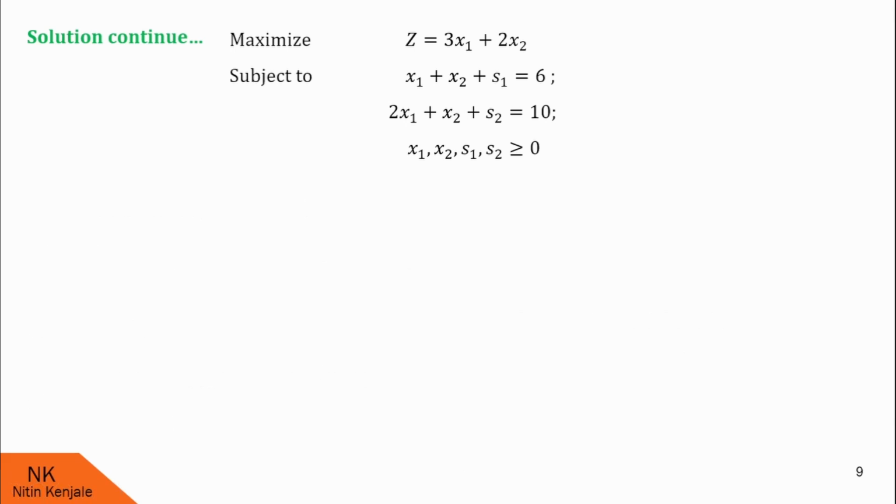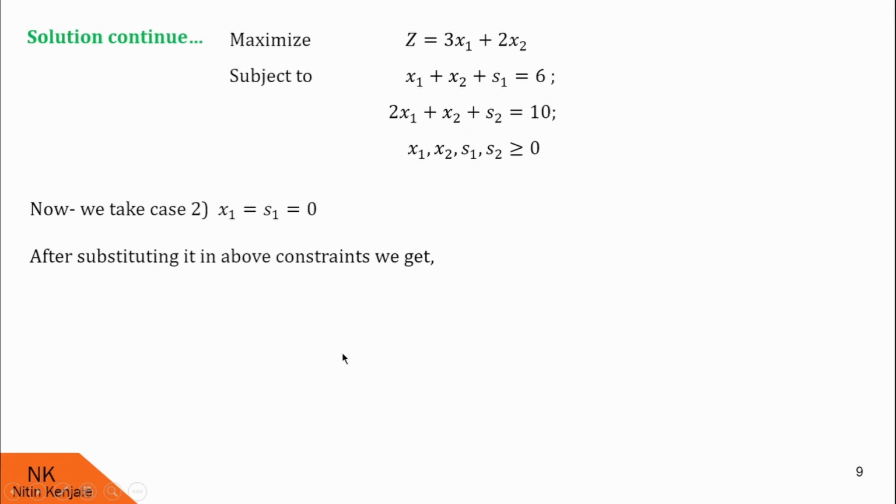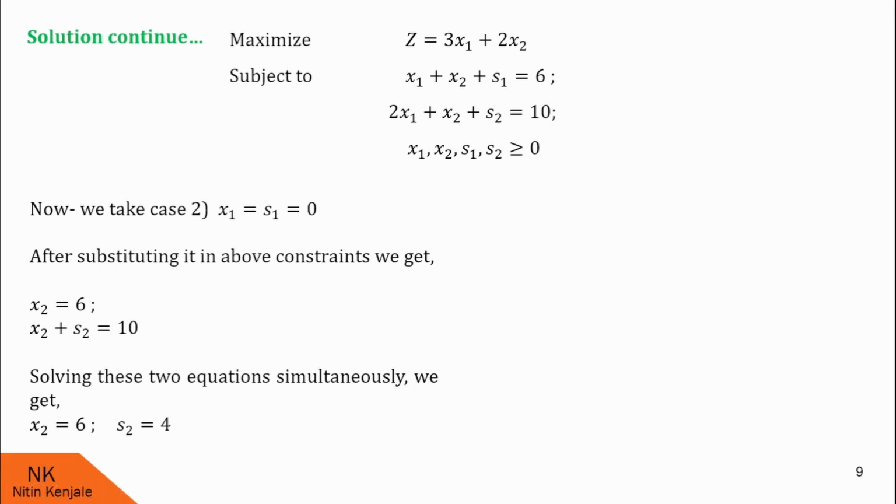Let us proceed for case 2, where we are keeping x1 and s1 equal to 0. When we substitute this in these constraints, we see x2 is equal to 6 is obtained from the first constraint because x1 and s1 are equal to 0. And from the second constraint, we get x2 plus s2 is equal to 10 because x1 is 0. Let us substitute x2 is equal to 6 over here. So we will get s2 is equal to 4. So the solution obtained is x1 is equal to 0, s1 is equal to 0, x2 is equal to 6, s2 is equal to 4.